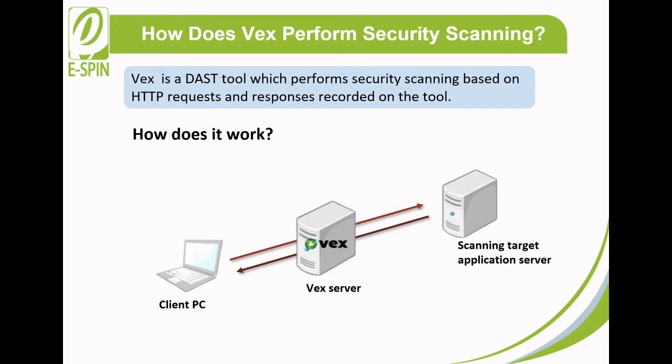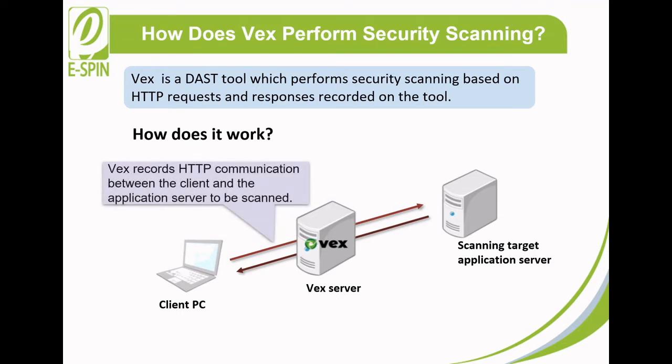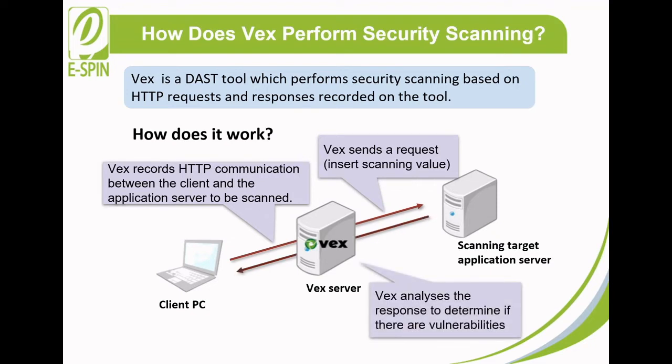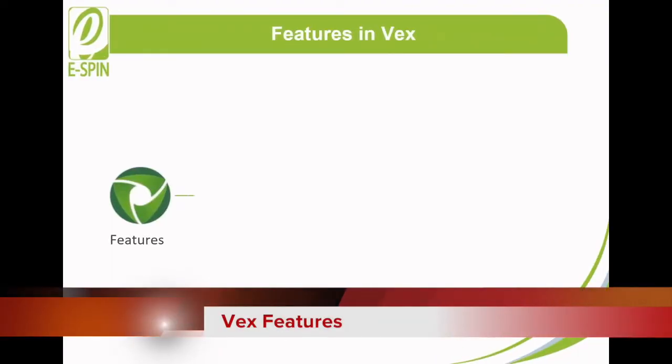The flow of scanning begins with Vex decoding HTTP communication between the client and the application server to be scanned. Then, Vex sends a request in which a scanning value is inserted based on the log recorded. The scanning value can be categorized into 3 parts: the header, parameter, and path. After the request is sent to the scanning target application server, Vex analyzes the response to determine if there are vulnerabilities.